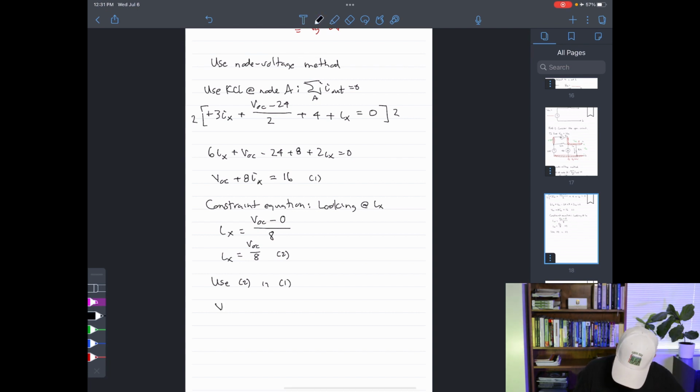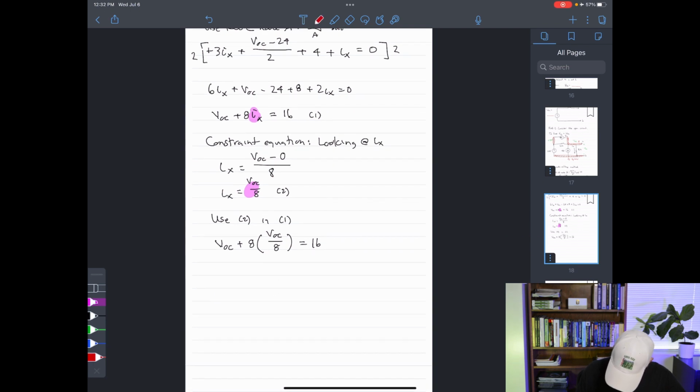So here I have VOC plus 8 times Ix right there. So I'm plugging that back in. So I have VOC divided by 8. All that has to equal 16 volts. Notice very nicely this 8 and that 8 cancel out very easily. I have 2 VOC is equal to 16, or VOC is equal to 8 volts.